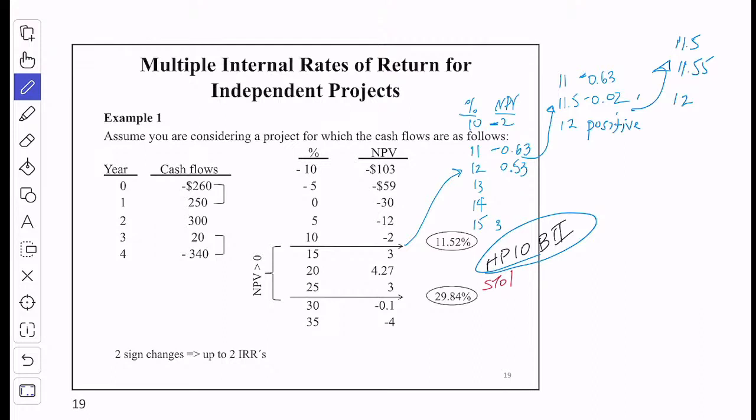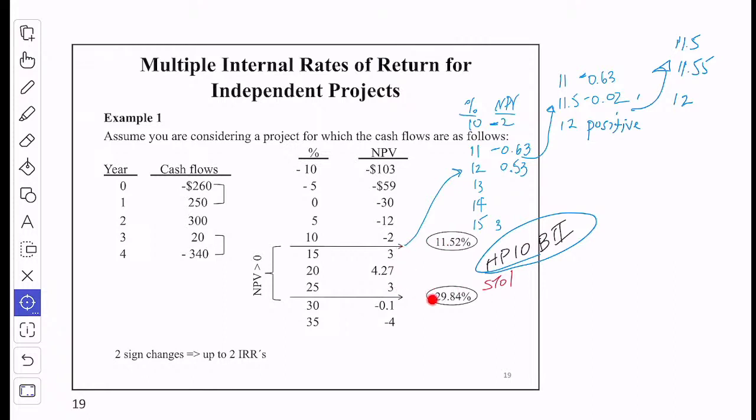So what does this tell us? So it tells us that the NPV is negative here, but it's positive between these two. So this, between these two, is where you should invest. So as long as the discount rate for the company, the required rate of return, is between 11.52% and 29.84%, the project will be profitable.